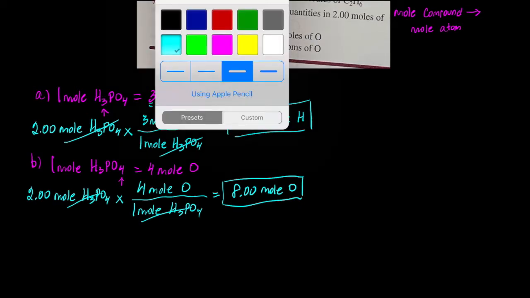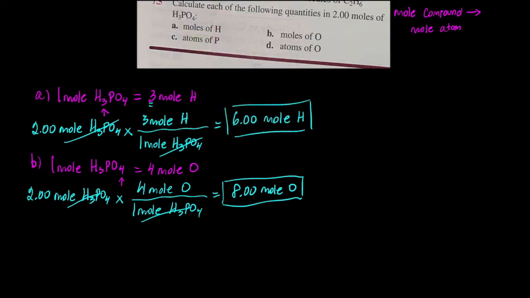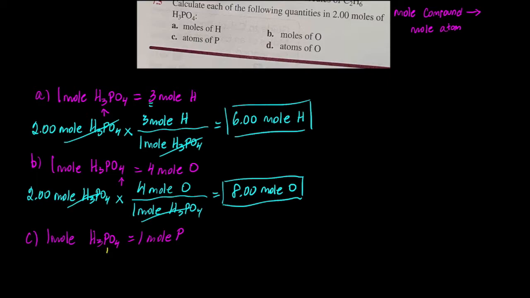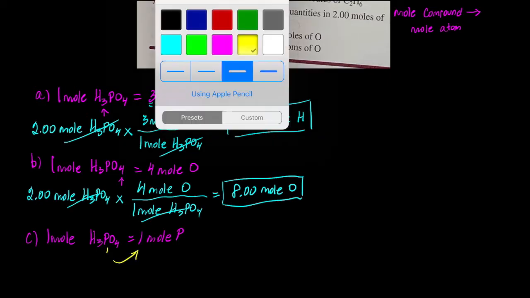Now for C, we've got phosphorus. All right, phosphorus. So 1 mole of this chemical is equal to 1 mole of phosphorus. Now the reason why is because there's technically just a subscript of 1 there that we're not showing. Okay, so that's where we're getting the 1 from.